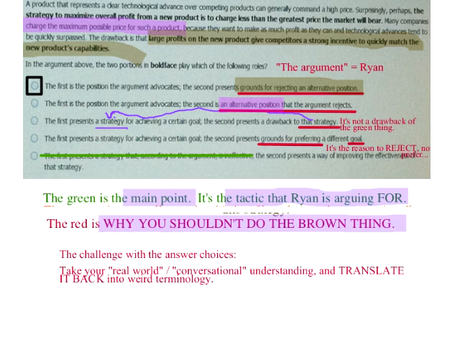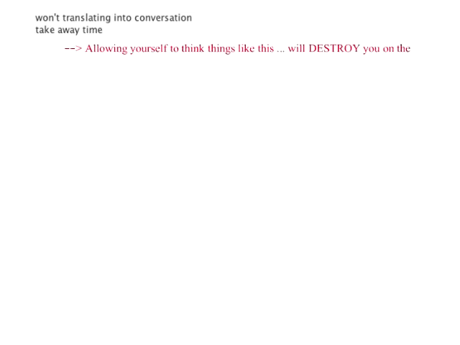Again, more importantly, make sure you don't think in this sort of way in general. This is a good example of the mentality that will just destroy you on this exam. If you have thoughts like this, even allowing yourself to have this kind of thought, will destroy you on the GMAT.